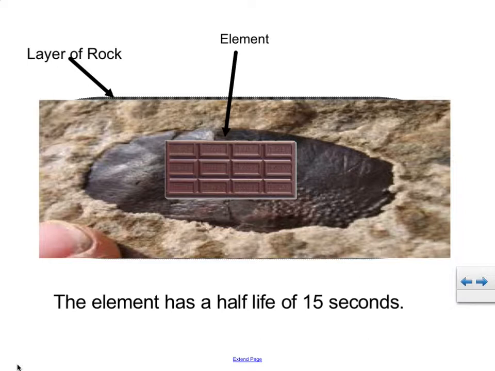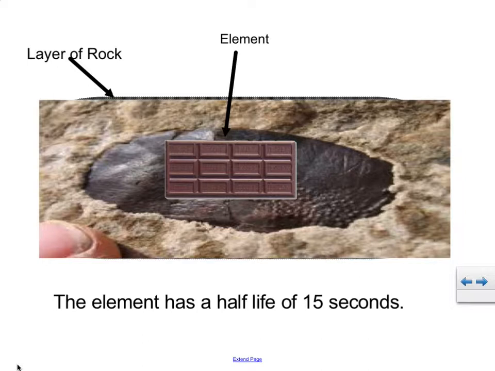So let's say that this rock, the lighter part of brown, represents the layer of the rock. We're not writing anything right now. The darker brown is your fossil. The Hershey chocolate bar is your element, okay? So we're going to say it's the element Hershey. It has a half-life of 15 seconds. What is that telling me, that it has a half-life of 15 seconds?